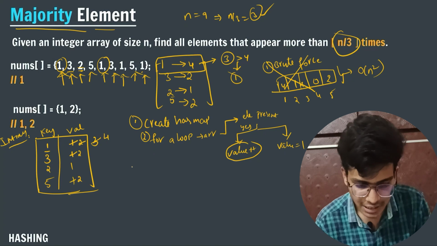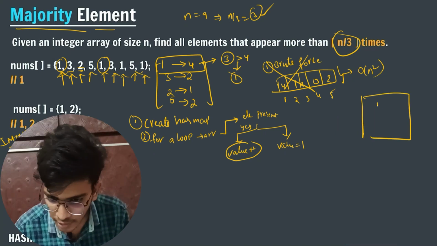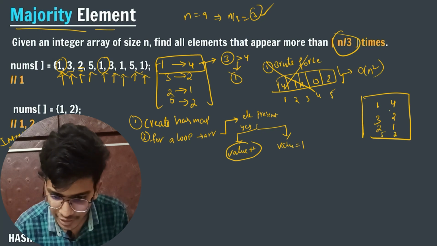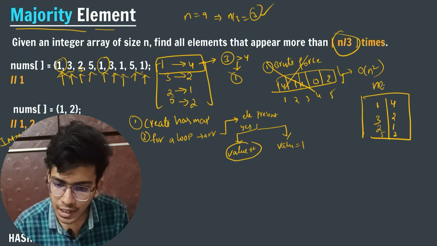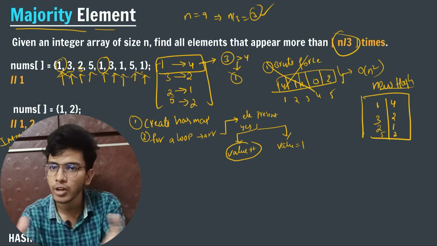Now after incrementing, my new hash map will look something like this. So 1's occurrence is 4, 3's occurrence is 2, 2's occurrence is 1, 5's occurrence is 2. So this is my new hash map. After performing all the operations, my new hash map will become like this.